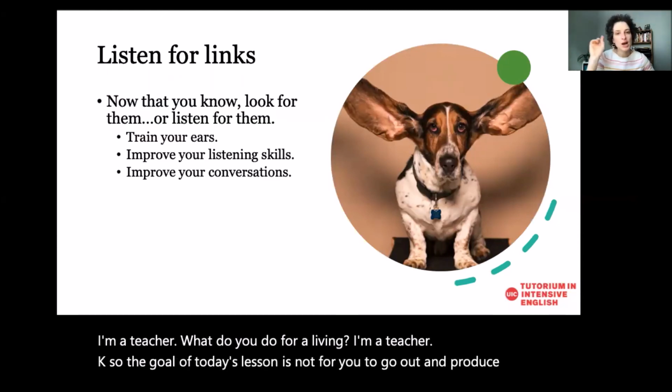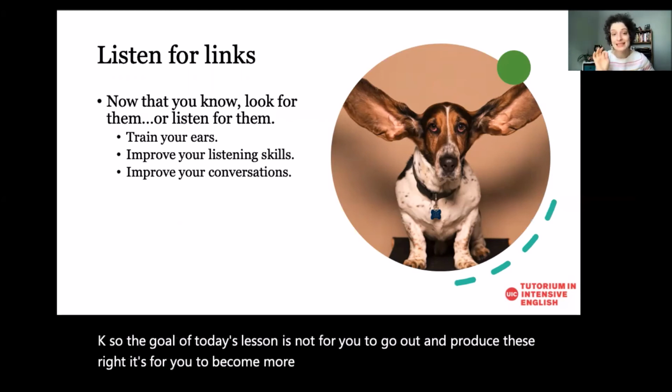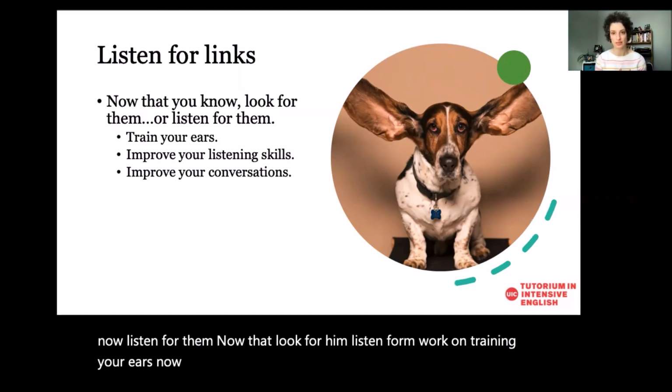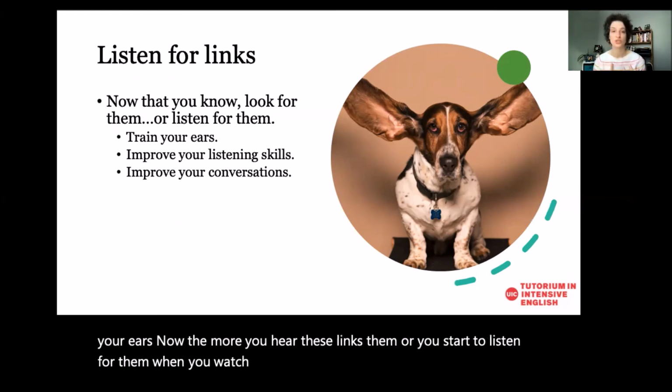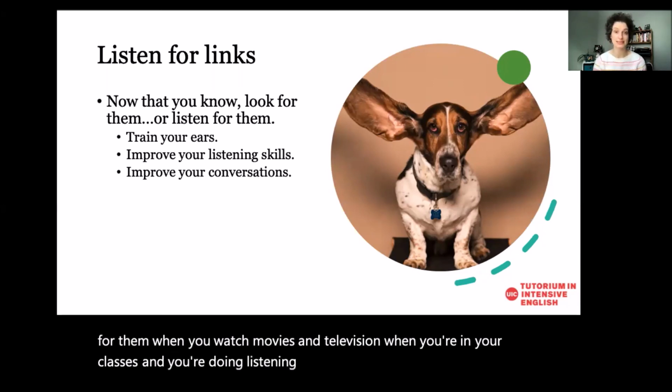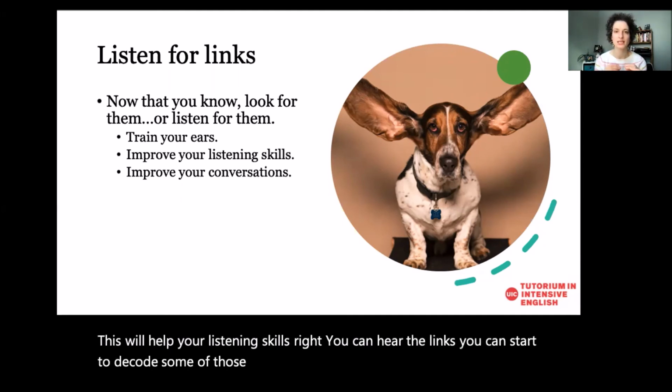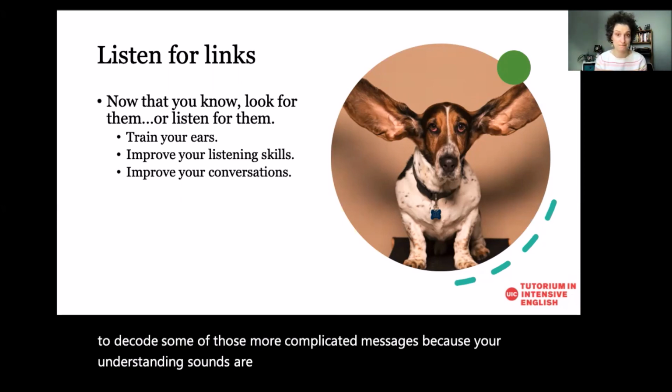So the goal of today's lesson is not for you to go out and produce these, right? It's for you to become more aware that linking is happening and now listen for them. Now that you know, look for them, listen for them, work on training your ears. Now, the more you hear these links, the more you start to listen for them when you watch movies and television, when you're in your classes and you're doing listening exercises. This will help your listening skills, right? You can hear the links, you can start to decode some of those more complicated messages because you're understanding sounds are being linked together, okay?